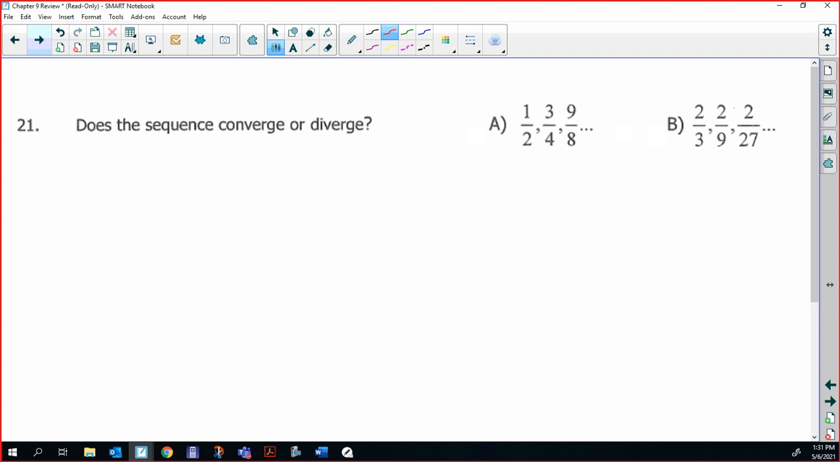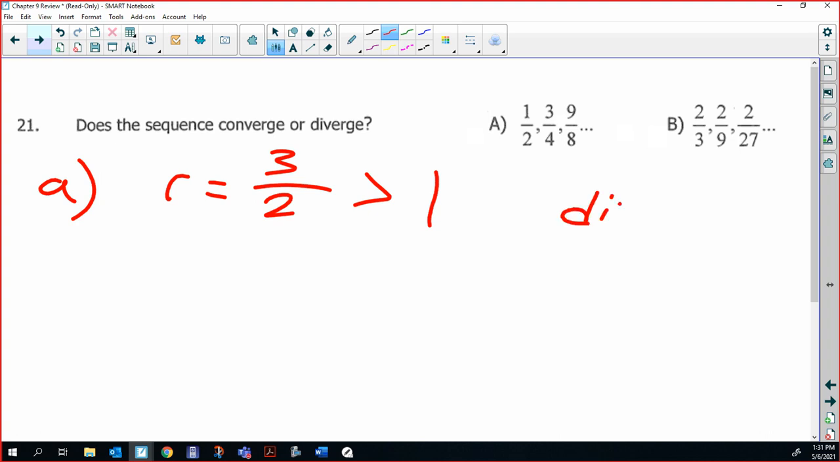So on A, I can see that the numerator's getting multiplied by 3 each time. So the numerator's got a 3 for R. The denominator is getting multiplied by 2 each time. So the denominator of R would be 2. 3/2. That's bigger than 1. So that means it will diverge. Bigger than 1, diverge. Less than 1, converge.